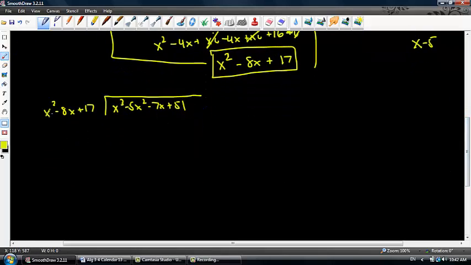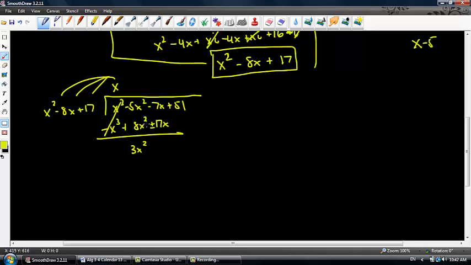Okay, x squared goes into x to the third x times. I'm going to multiply all of this stuff in. I get x to the third minus 8x squared plus 17x. My signs are all going to reverse, so that goes away. I end up with 3x squared minus 24x, and then I'm going to bring down the 51.